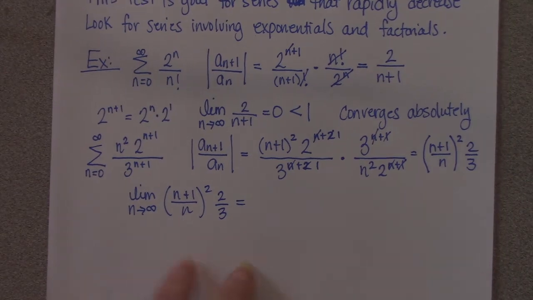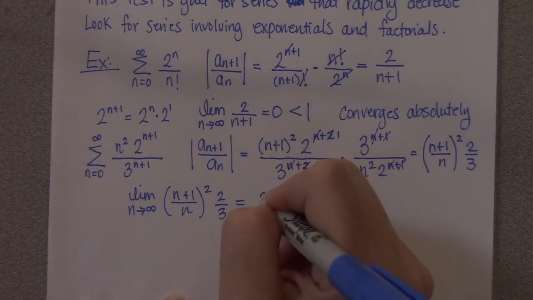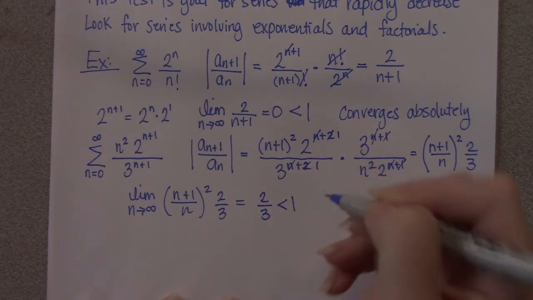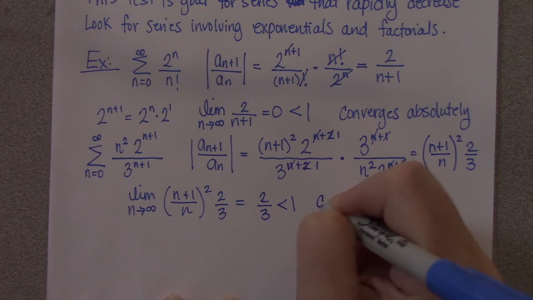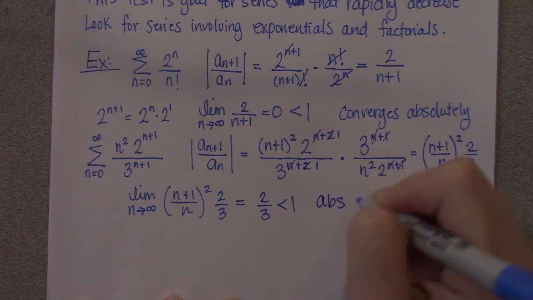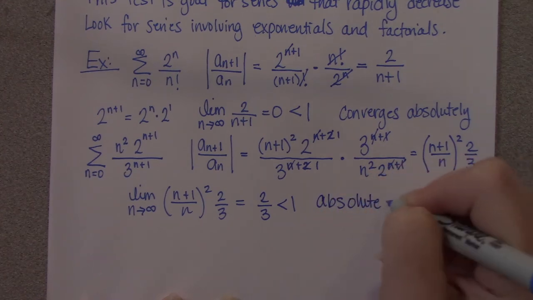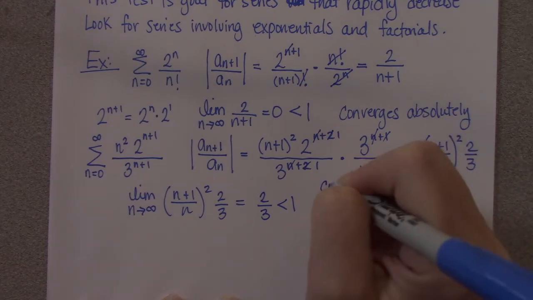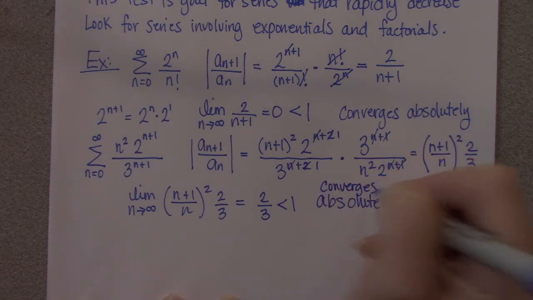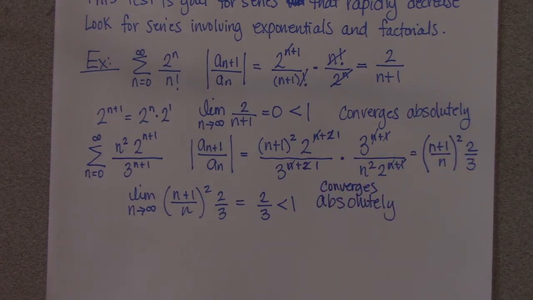So what's the limit of the stuff inside the parentheses? Just 1. So the limit of this is going to be 1 squared times 2/3, or just 2/3. 2/3 is less than 1, so our series converges absolutely. So it worked.